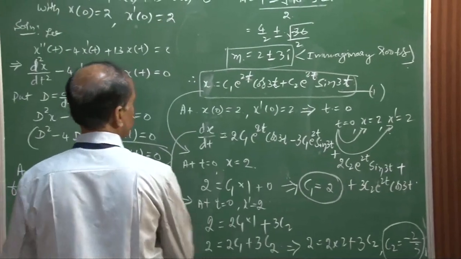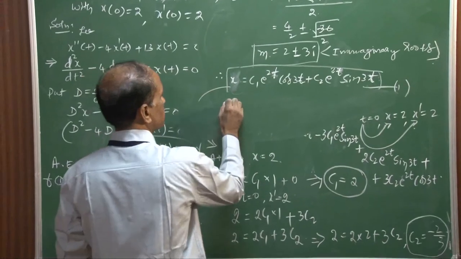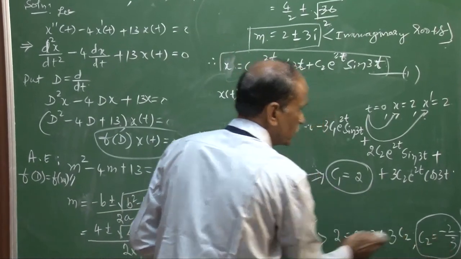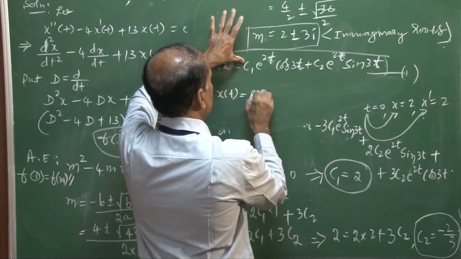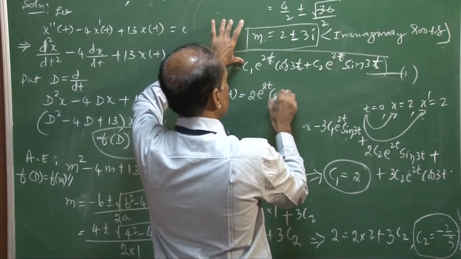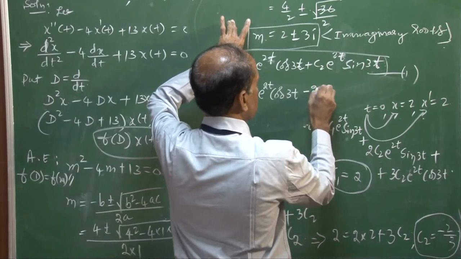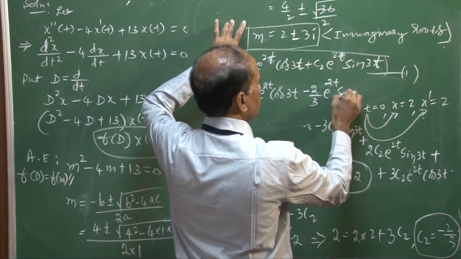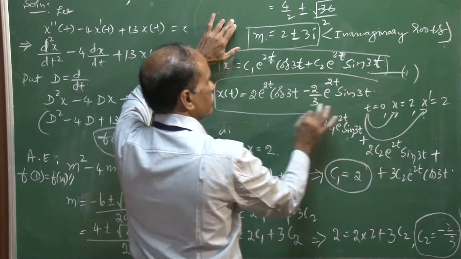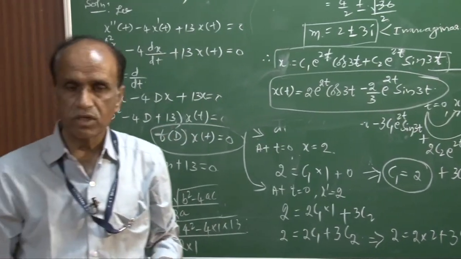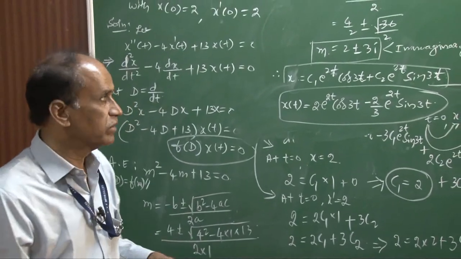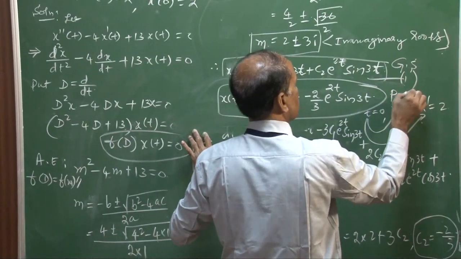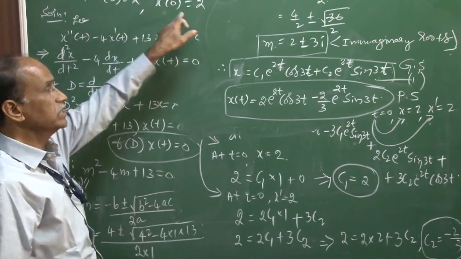Therefore, your final solution will be with this equation 1: x of t is equal to, substituting c1 equal to 2 and c2 equal to minus 2 by 3, 2 times e to the power 2t cos of 3t minus 2 divided by 3 times e to the power 2t sin of 3t. So, this is the final solution. What do you call that type of solution? It is called the particular solution. But earlier, the one in the presence of c1 and c2 is called a general solution. This is called the particular solution after finding the values using the given initial conditions.